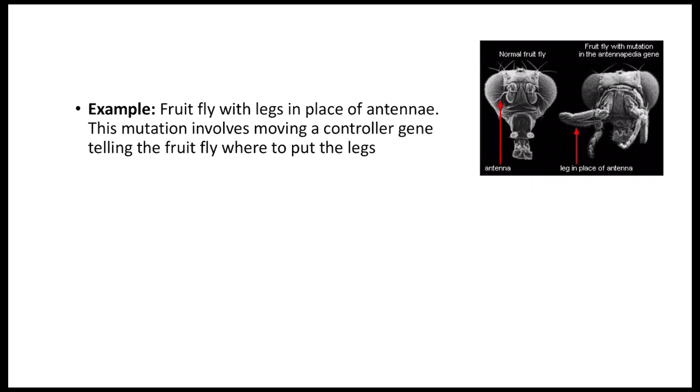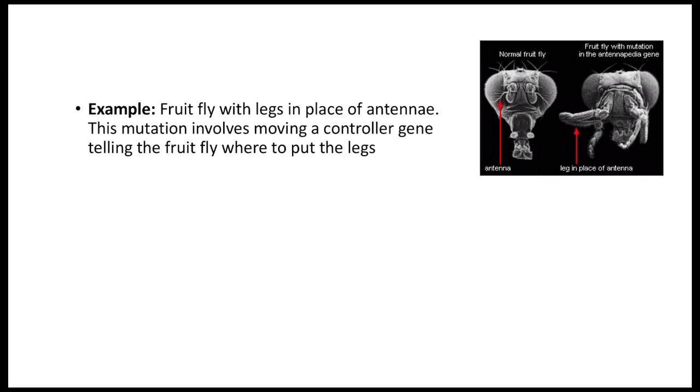So for our example here, a fruit fly with legs in the place of antennae. So essentially it's got legs where the antennae would usually be. This mutation involves moving a controller gene that tells the fruit fly where to put the legs. Basically, the mutation causes the legs to be in a different position. So you end up with movement of a controller gene that tells the developing fruit fly where to put the legs. The movement of the location of the legs means we have a translocation.